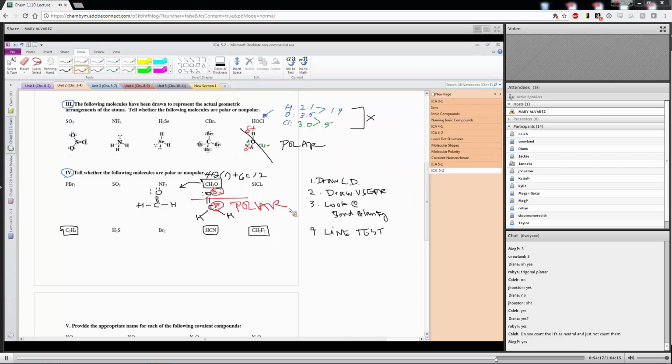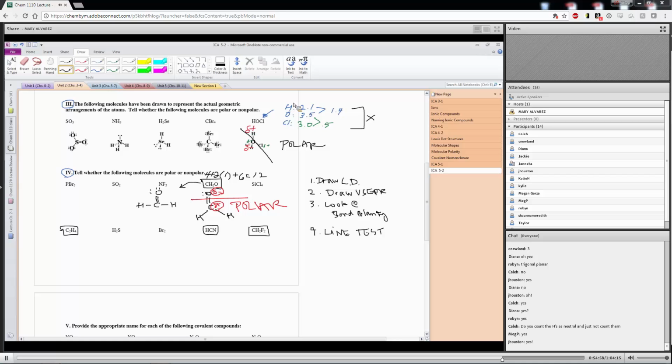Now that was a lot of steps to come up with that answer, wasn't it? Yeah, there's a lot of steps, but you guys can do it. I know you can. So on the exam, I might have, say, a list of 5 molecules and say, which of the following molecules is polar? And there will only be one answer. There's only ever just one answer.